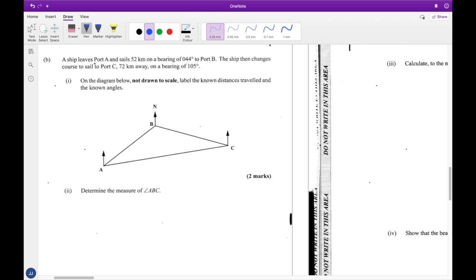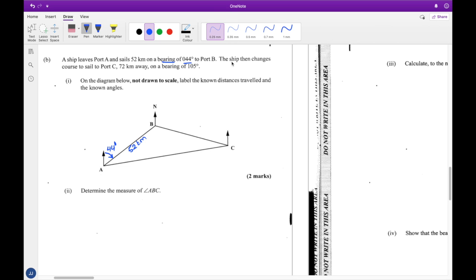A ship leaves port A, so we can see this is port A, and it sails 52 kilometers on a bearing of 44 degrees to port B. This is port B over here, right? So it's telling us that from port A to port B, the bearing, which is this angle here from the north line, is 44 degrees. And it also tells us that the distance from A to B is 52 kilometers.